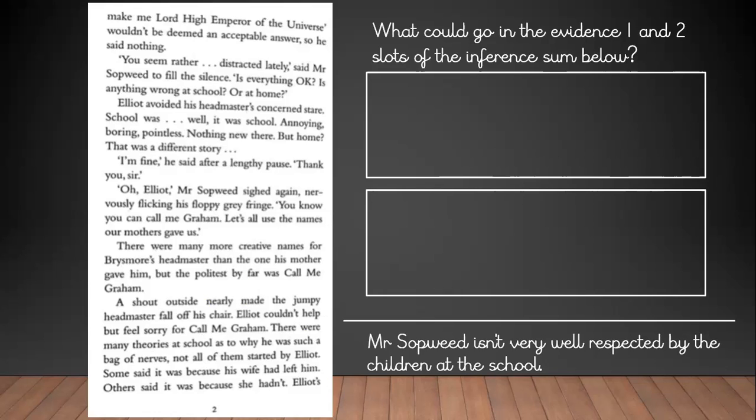So I'd like you to read over page 2, and you've got this in your packs that we sent home. You should have the first 5 chapters there all stapled together. If you haven't, though, it's on the screen for you there. So reading over that second page, what 2 pieces of evidence can you find that when put together can equal the inference Mr. Sopweed isn't very well respected by the children at the school? Just pause the video here, have a go at writing down what 2 bits of evidence you think you could find, and then when you come back, we'll have a bit of a talk about it. Okay, speak to you again in a moment.